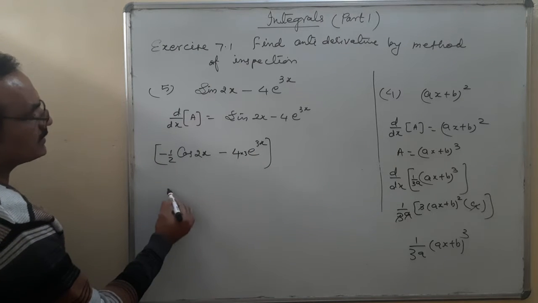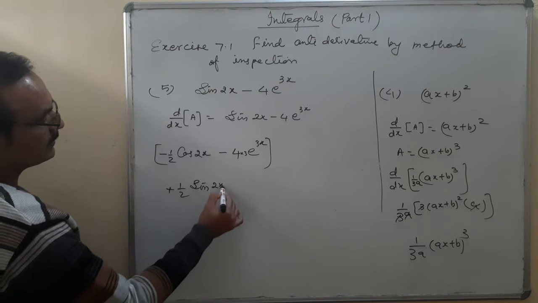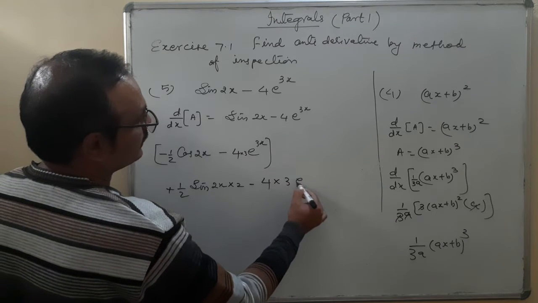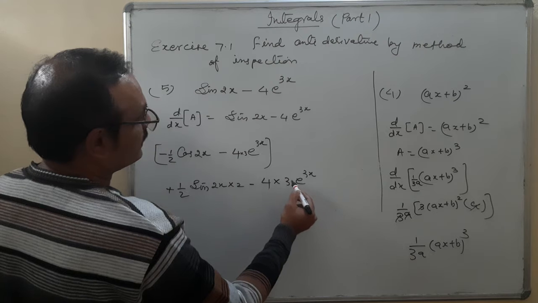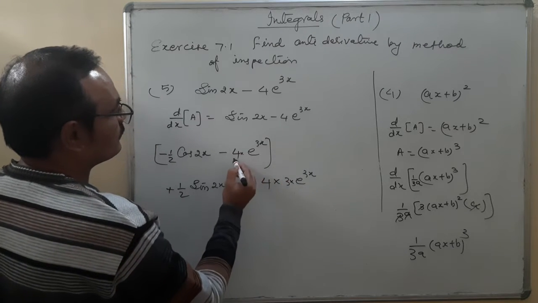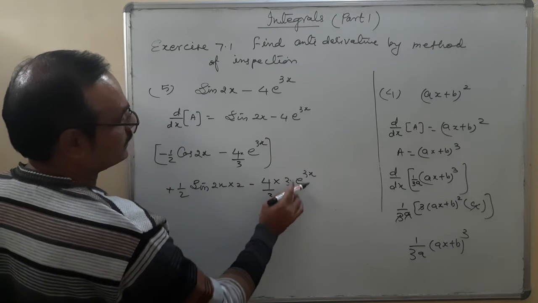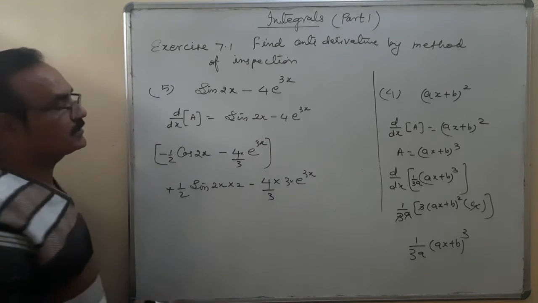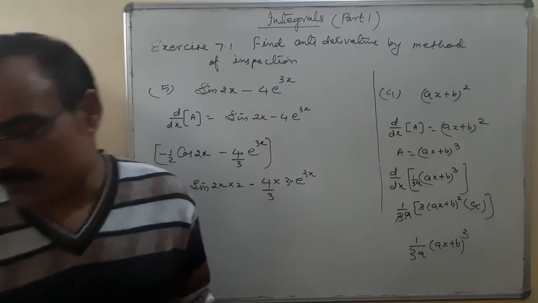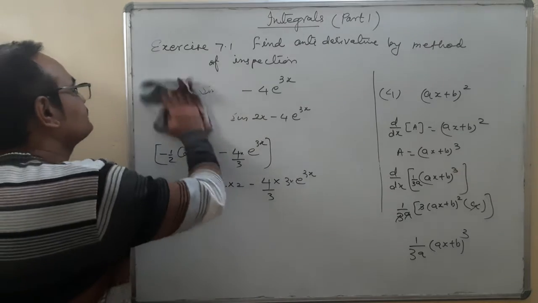If I differentiate this term, minus 1 upon 2 cos 2x, that gives sin 2x into 2, minus 4 into 1 upon 3 e to the power 3x multiplied by 3. So that means this 3 is coming in the form of upon 3. This 3 cancels, 4 e to the power 3x. Okay. So that is the answer of it. This is the procedure of inspection, method of inspection. Okay.